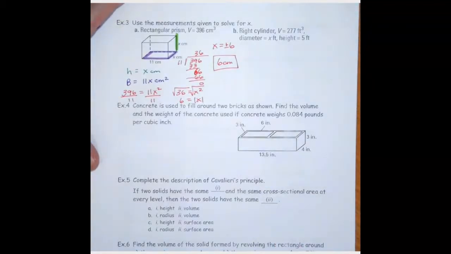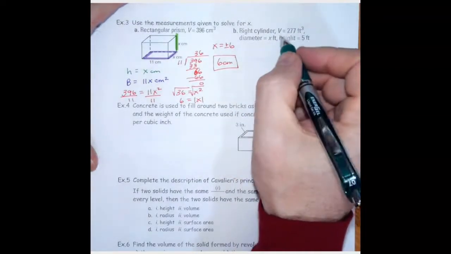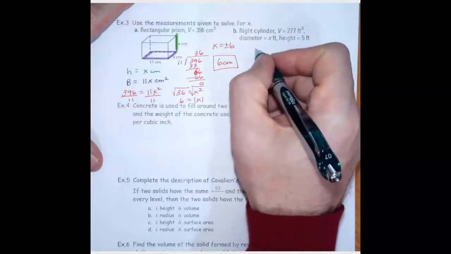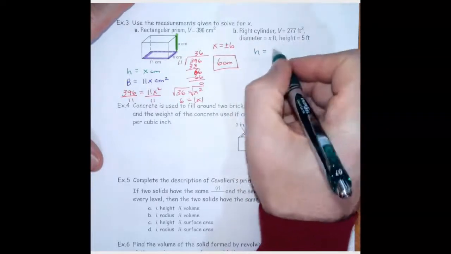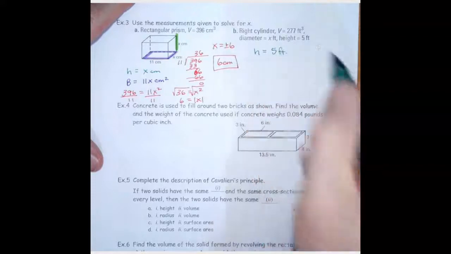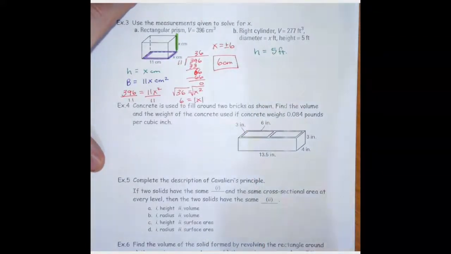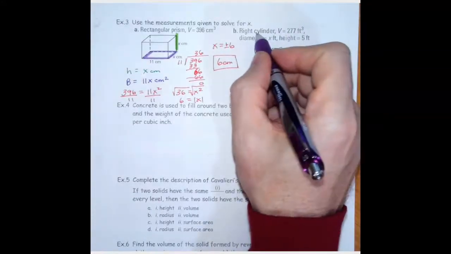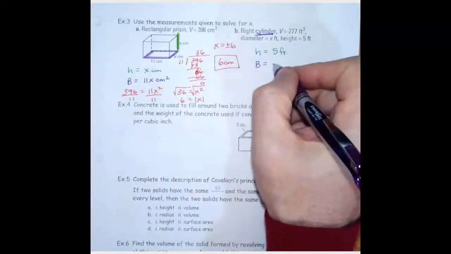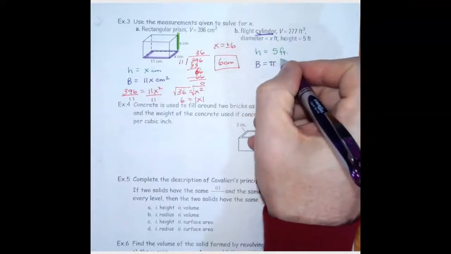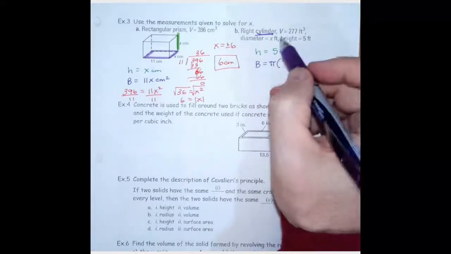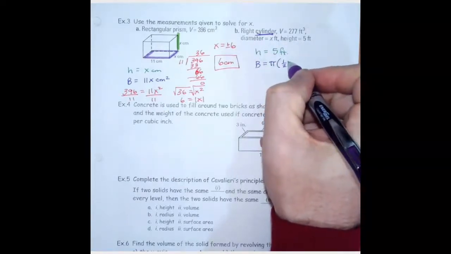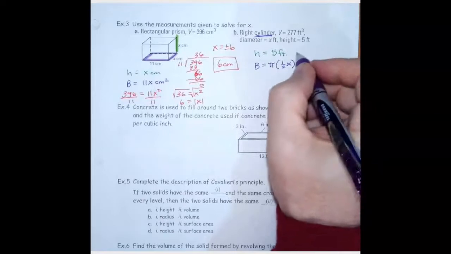Alright, so now we have a similar question. So this time, okay, so it's a little bit different. So we have the height is 5 feet. Now, the base area, if the cylinder is going to be, so the base is going to be a circle, so it's going to be pi times r squared. Well, if the diameter is x, that means that the radius is half of x.